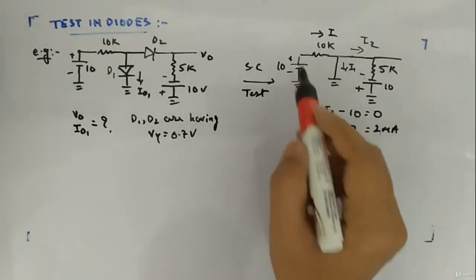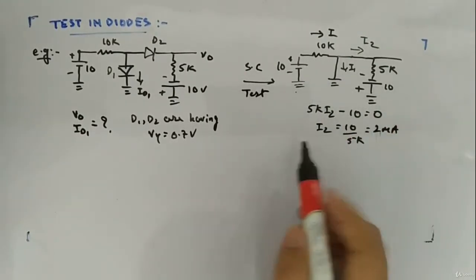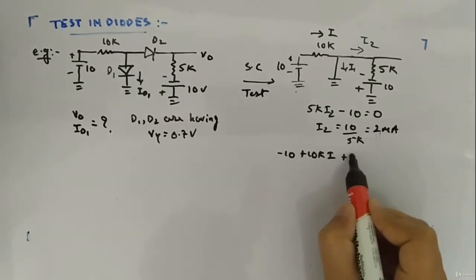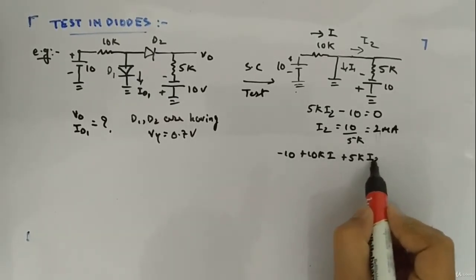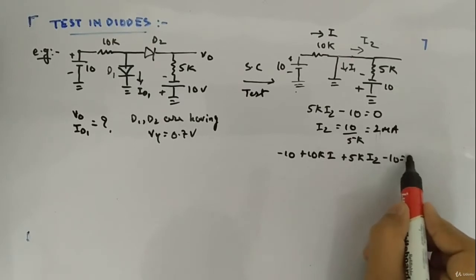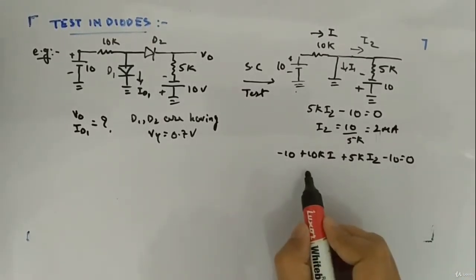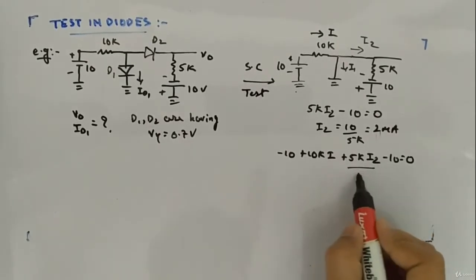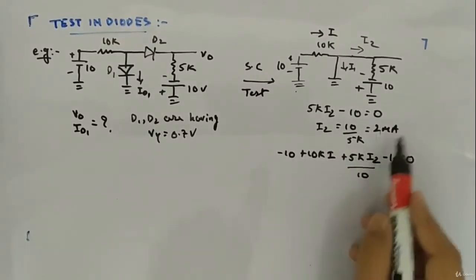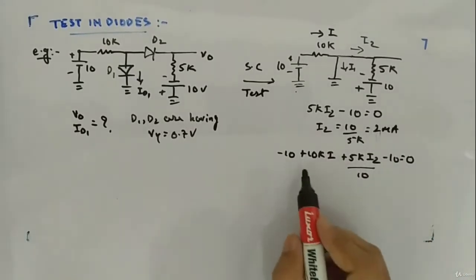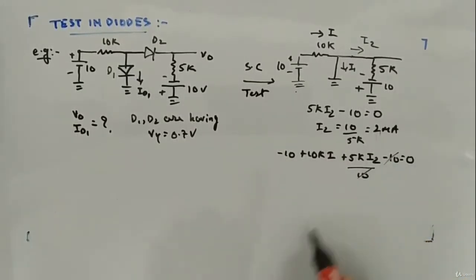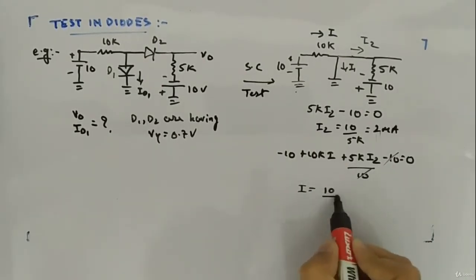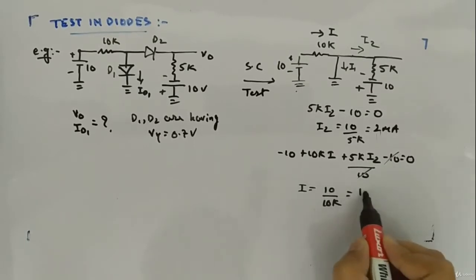And if I apply KVL from this ground to this ground, I'll get minus 10 plus 10k I plus 5k I2 minus 10 is equal to 0. I2 is 2 milliampere, so this term will be 10 volts as kilo gets cancelled, 5 into 2 is 10. The 10 will cancel with the other 10, positive and negative. So I is equal to 10 divided by 10k, which is 1 milliampere.